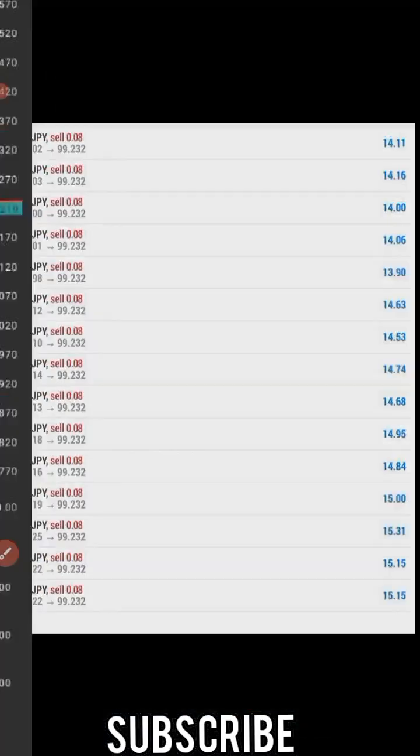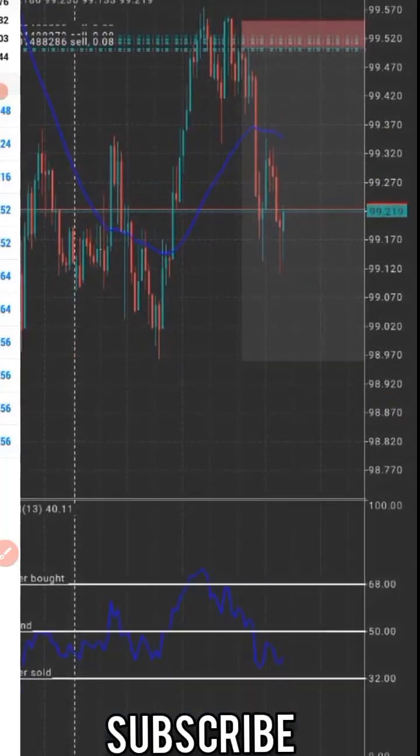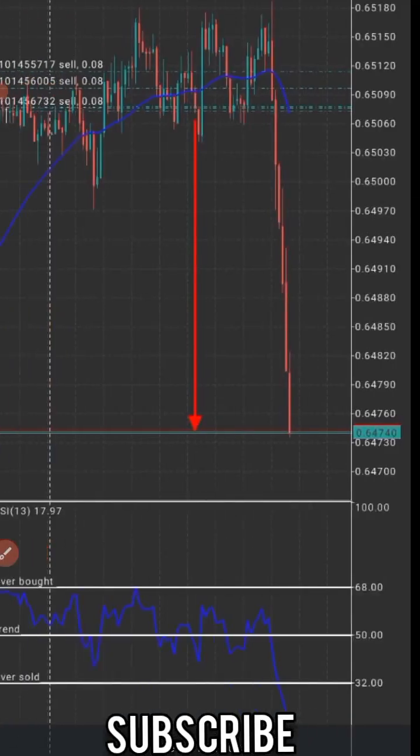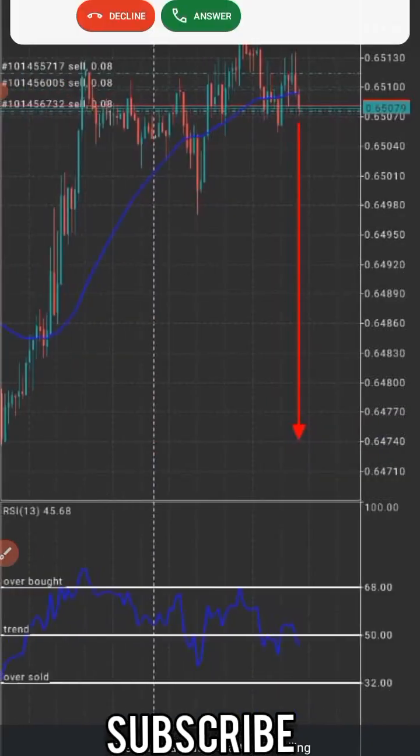Yes, on this 15 minutes time frame. Sniper entry, you see it, 15 minutes time frame. All the trades, they are on 15 minutes time frame. All of them are on 15 minutes time frame.